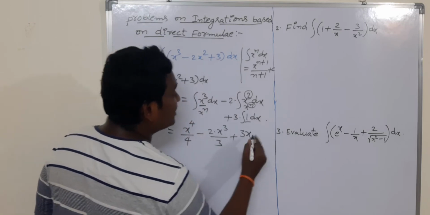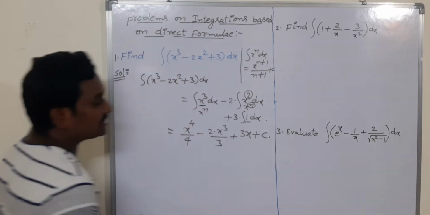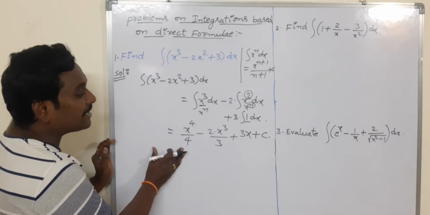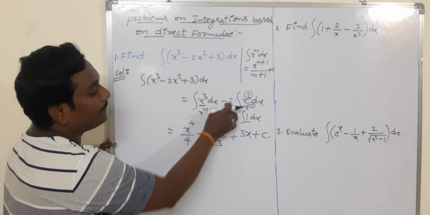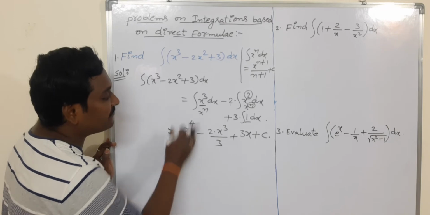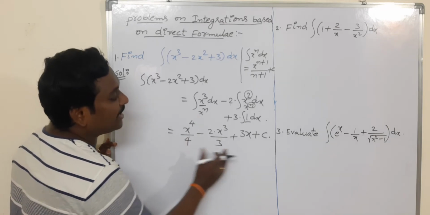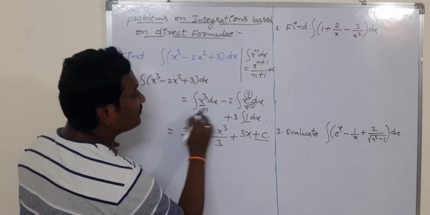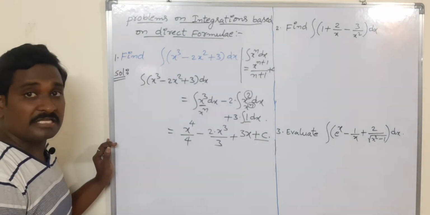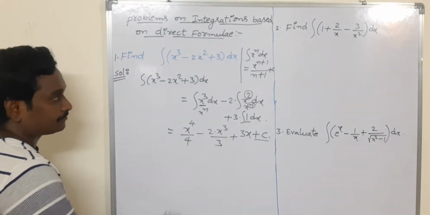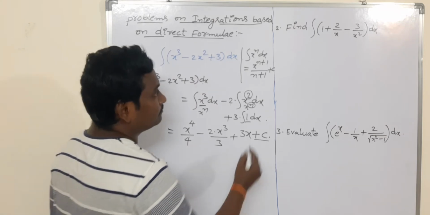After completion of integration, we should add the constant c. It is not necessary to add constant c for every part. Don't add constant c every time. It is enough to add constant c after completion of integration of all terms. This is enough. See the second example.